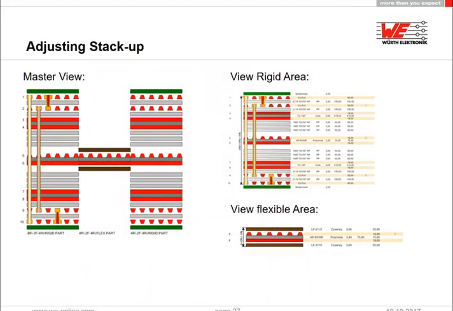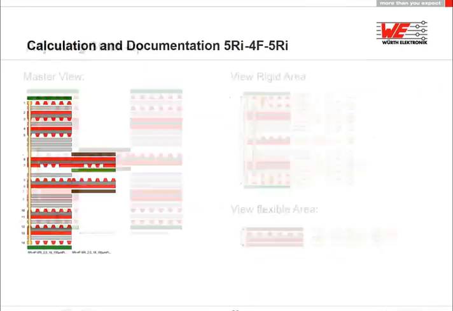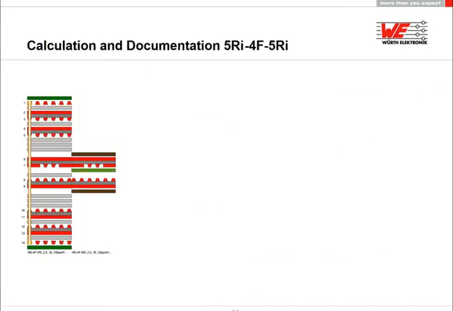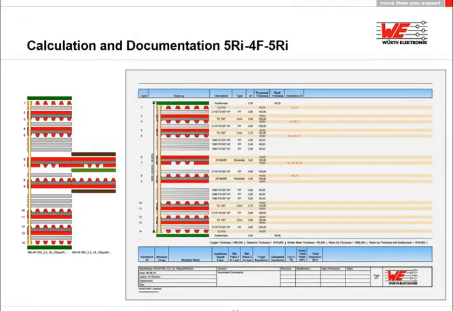So the next step is the adjustment of the stack-up to meet the impedance requirements. So we have to care for dielectric thicknesses for wires which are used. We have to look at the rigid area as well as the flexible area. And after the adjustment of the stack-up, we then can do the calculation and documentation. So this looks like you can see here on this slide.